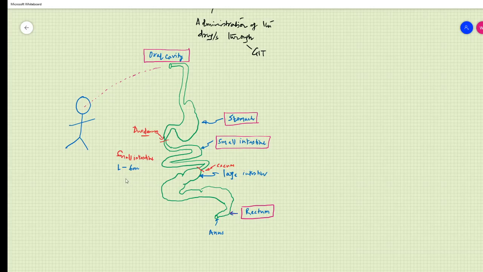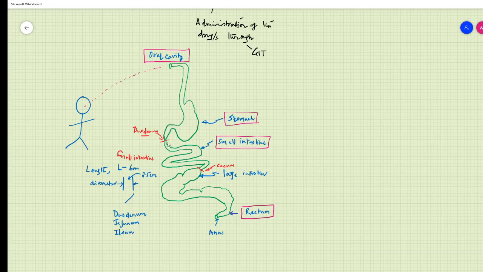And the diameter, which is this distance, is about 2.5 centimeters. So that gives an idea about what we are talking about. The small intestine again is divided into the duodenum, which is the smallest part of the small intestine in terms of length, the jejunum, and the ileum.